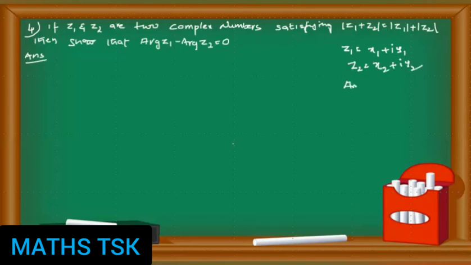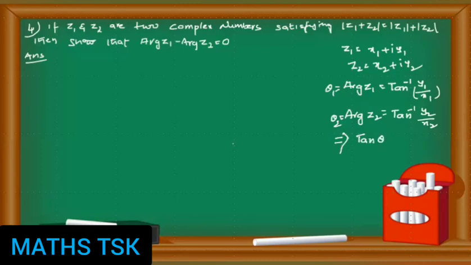What is arg Z1? Arg Z1 is tan inverse of y1 by x1. What is the arg Z2? Tan inverse of y2 by x2. Let us consider this as theta 1 and this as theta 2. So this implies tan theta 1 is y1 by x1, tan theta 2 is y2 by x2. Right? These are the things we have to assume.